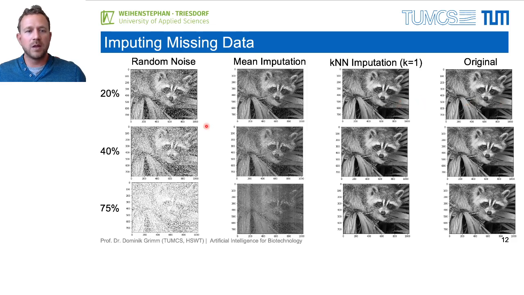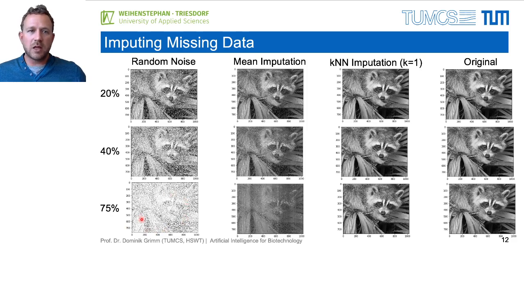Here we have 40% noise. Here also mean imputation still works quite well compared to the KNN imputation. Of course, it loses. And here again, you see the original image, and below it was the 75%. So you can see that k-nearest neighbor imputation already gives you very, very good results, even if you have a lot of data missing randomly.